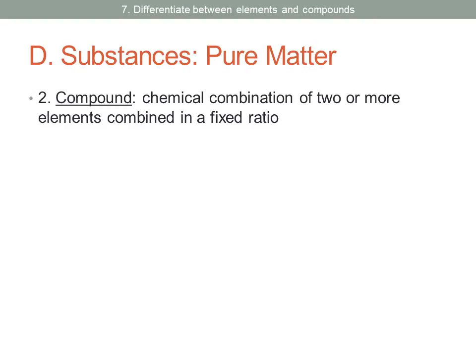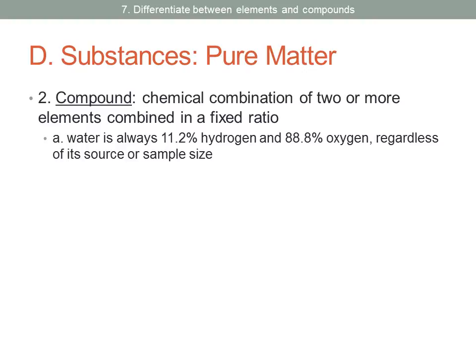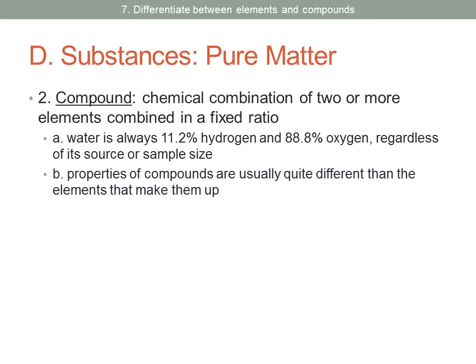Another type of pure substance is known as a compound. Compounds are chemical combinations of two or more elements combined in a fixed ratio. What we mean by a fixed ratio is this. Let's consider water. If you look at a sample of water, it is always composed of 11.2% hydrogen and 88.8% oxygen. That's regardless of where we get the water, its source, or how much of it we have, its sample size. The properties of compounds are usually very different than the properties of the elements that make them up.